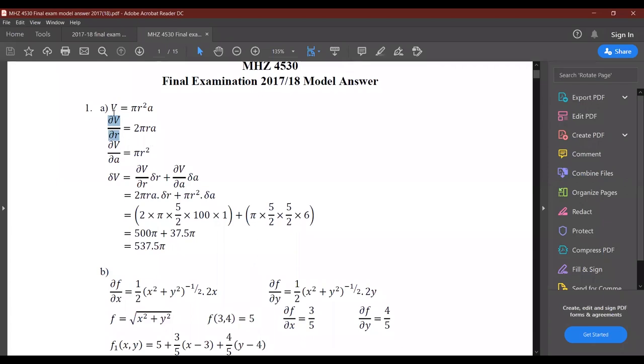answer. They have obtained the partial derivative with the radius, and then the partial derivative with the height. So this is the thing. And after that, they have written the formula for the change in volume.